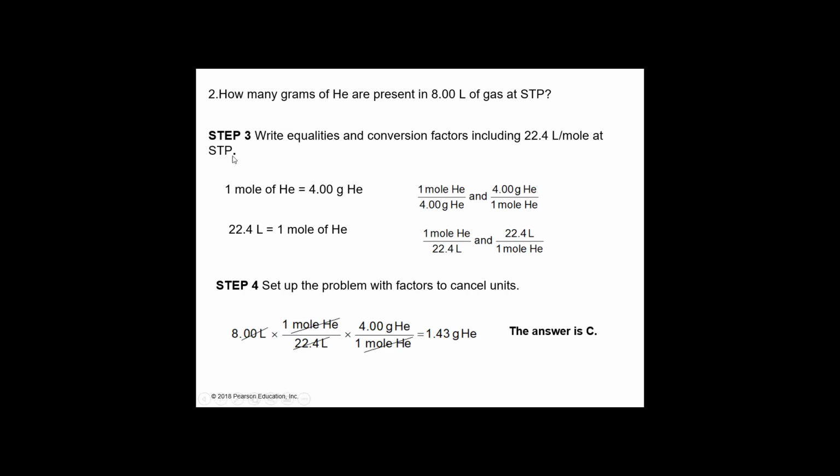So the first thing you need is to know that 1 mole of helium equals 4 grams of helium. We have 22.4 liters, which is the molar volume of 1 mole of helium. And then we have our other conversion factors that we can use. So we set this up with 8 liters. We do 1 mole on top, 22.4 liters on the bottom. That gets us to 1 mole of helium, which is 4 grams of helium, because this is the molar mass right here of helium. And this produces 1.43 grams of helium.